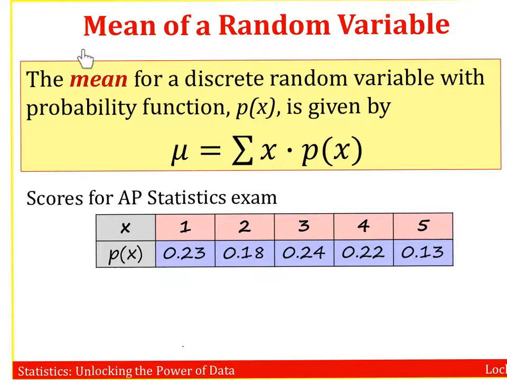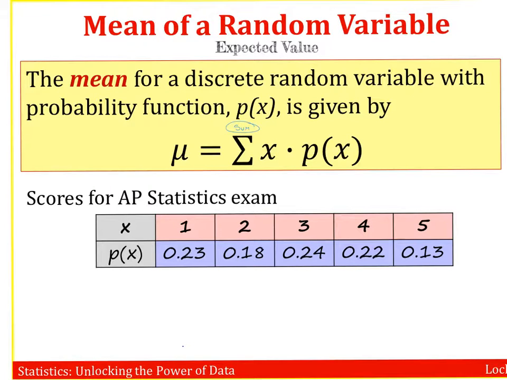The mean of a random variable is also known as the expected value, and it's a little bit different than the computation we've done in the past. What we're going to do is take the value, multiply by the probability, and then add all of those together. So let's take a look at this example of the scores of an AP statistics exam. You have X values of 1, 2, 3, 4, or 5. Those are the scores that you can receive, and the probabilities underneath them are 23%, 18%, 24%, 22%, and 13%.